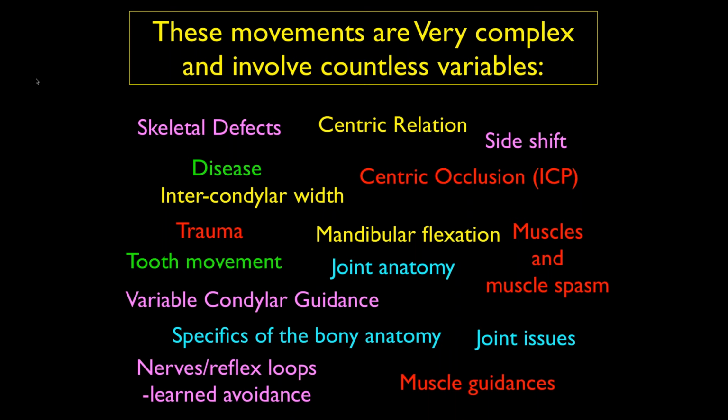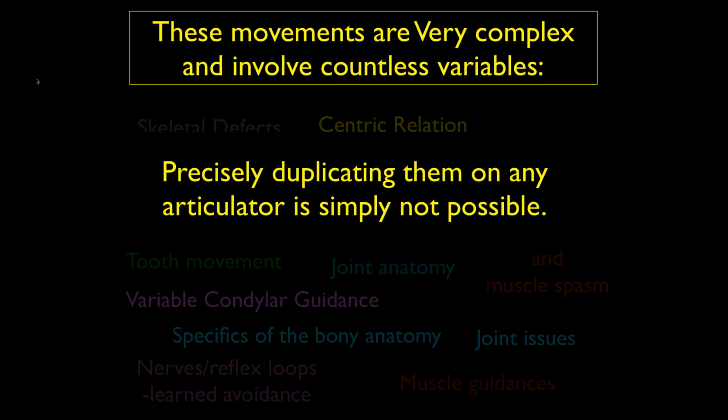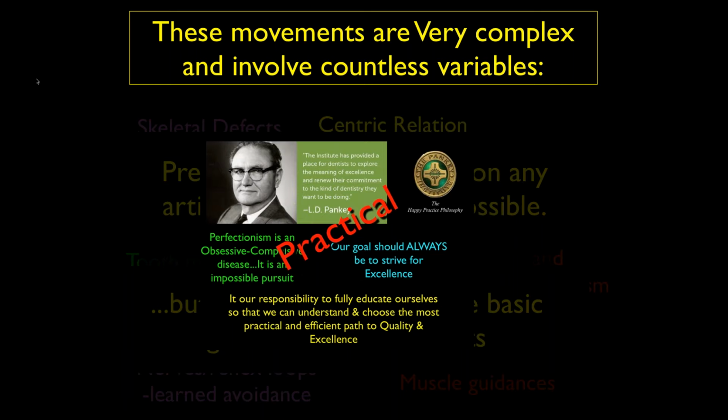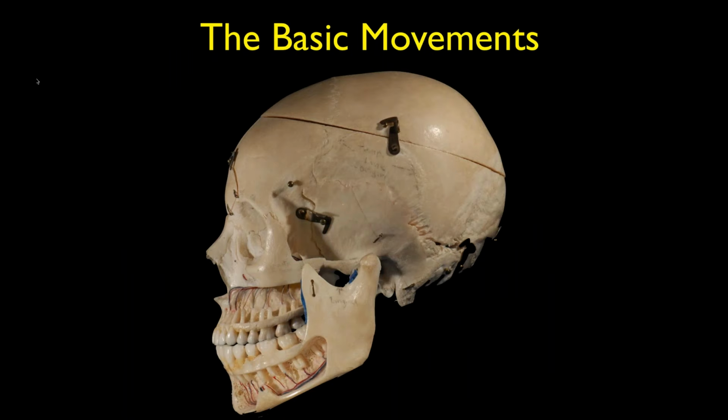And again, the movements that go on of the mandible relative to the maxilla are very complex, and they involve so many variables that truly trying to duplicate this precisely on a machine is really not even possible. I mean, they can't function the way the human head functions, but we can duplicate the basic geometrical movements and come to understand what they're doing and how to use them to our advantage, right? Because we want to stay practical. We want to distill out of all this what we find useful and put it to use in our everyday lives, okay?